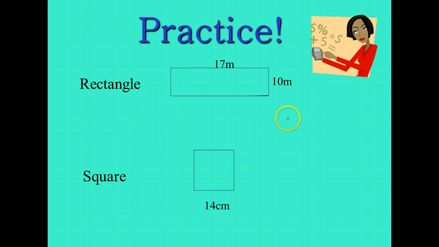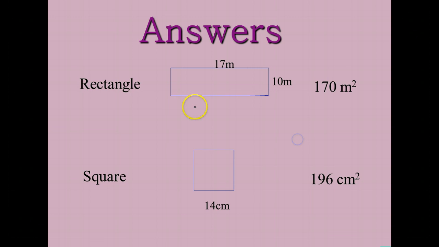Alright, so here is the answer. So here we have, again, 10 times 17, which will be 170 square meters. And for the square, we do 14 times 14, which will give us 196 square meters. I don't think I need to show you guys work for this.